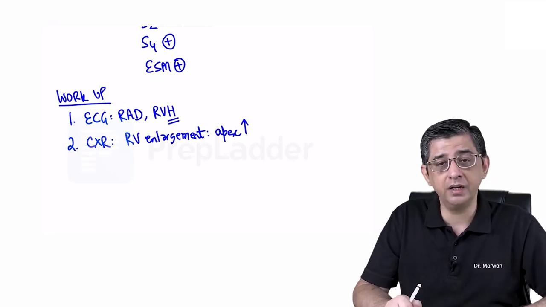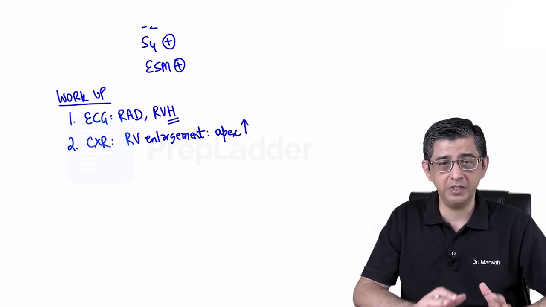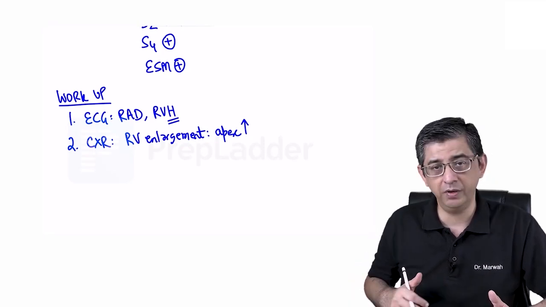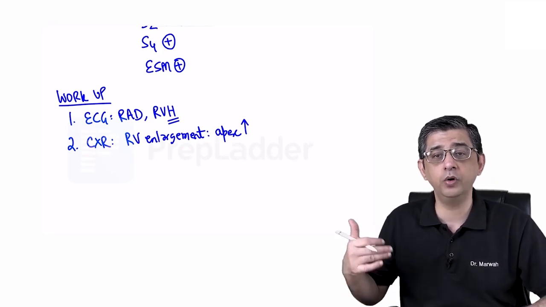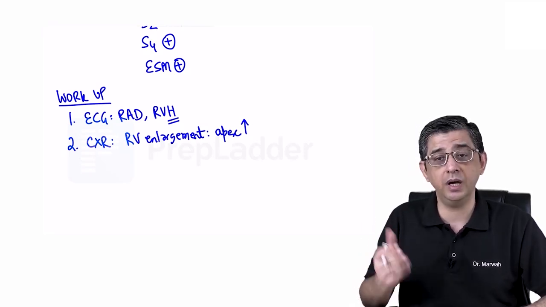But whenever the right ventricle is enlarged, the apex will be rather superolaterally displaced. I repeat my statement once again. Hypertension, left ventricular hypertrophy, apex is inferolateral. And when the right ventricle is enlarged, you would have an apex which is turned upwards.